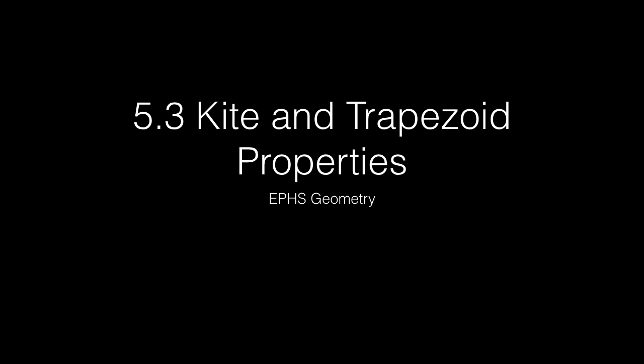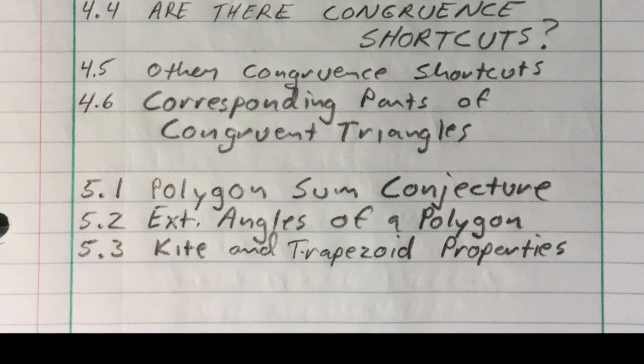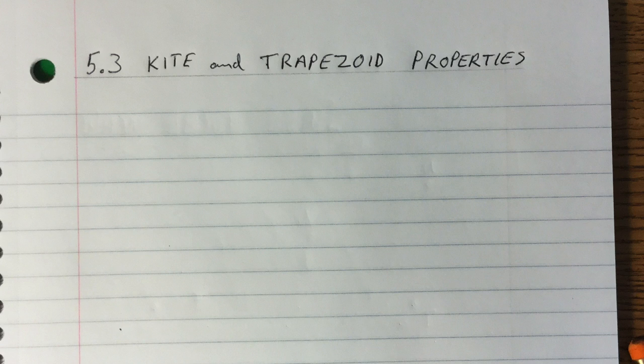Section 5.3 is all about kite and trapezoid properties. So take out your notes and put this into your table of contents, Section 5.3, Kite and Trapezoid Properties. So first, just a review.